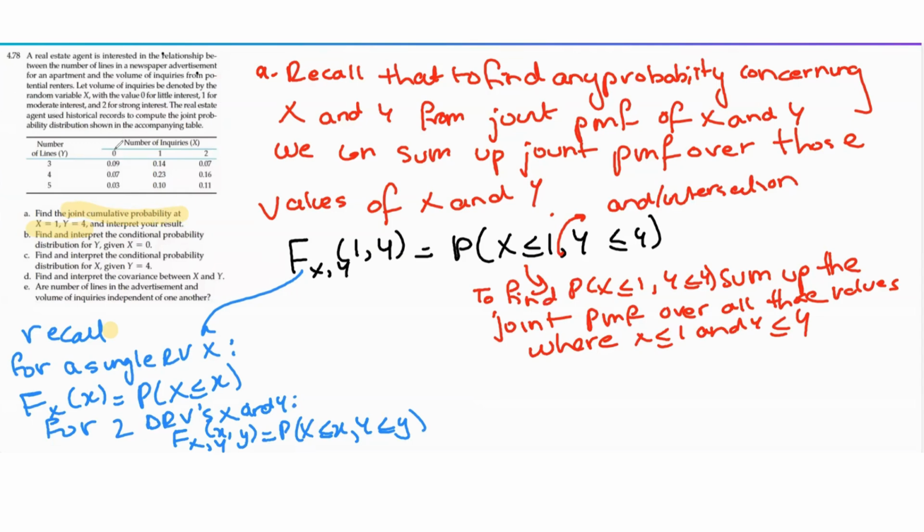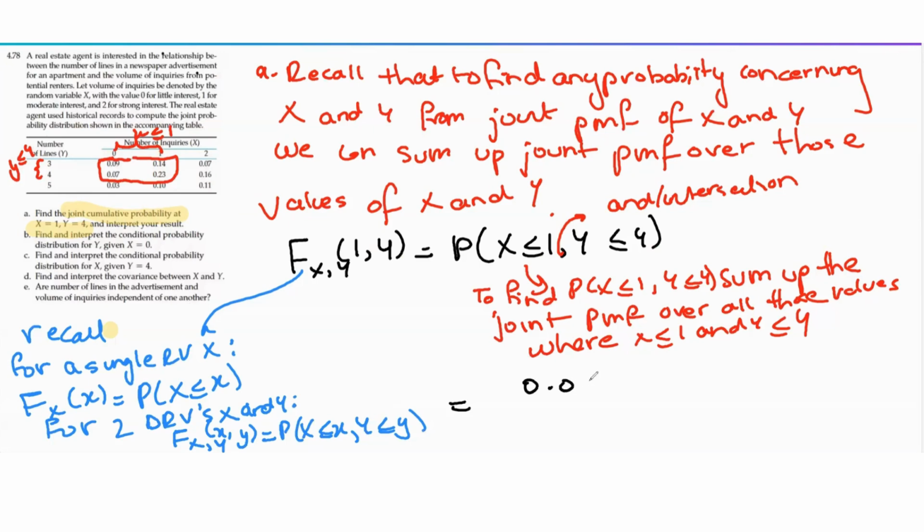So let's see what values those are in the joint PMF. X less than or equal to 1: based upon the values that X can take, it can either be 1 or 0. And Y less than or equal to 4 means Y can be 3 or 4, right? In our joint PMF, the values which satisfy both conditions are these. This is where both X is less than or equal to 1 and Y is less than or equal to 4. So we'll just sum up the joint PMF over these values, right?